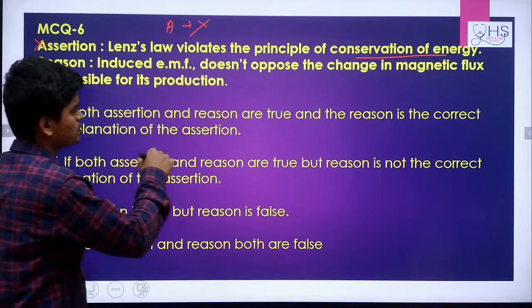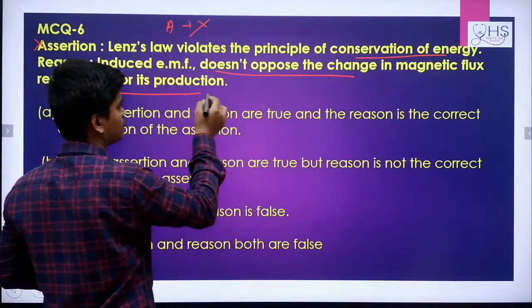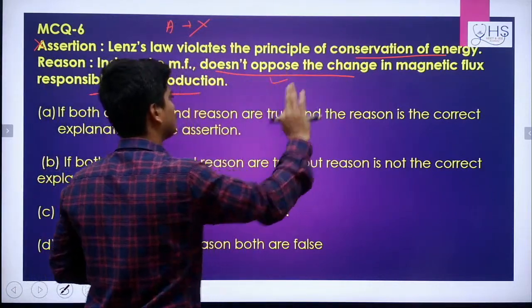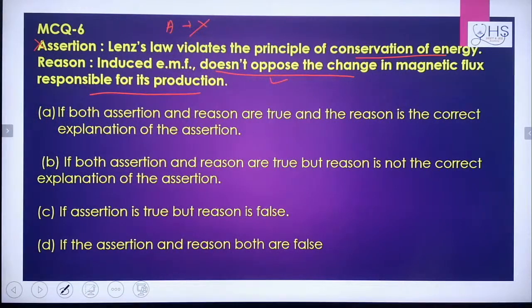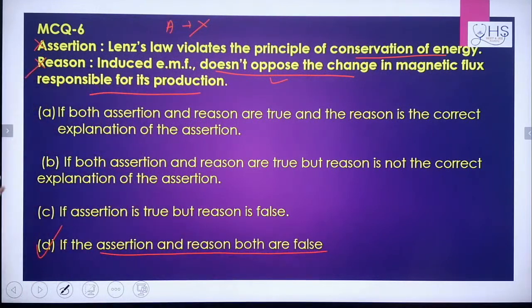Reason: the induced EMF does not oppose the change in magnetic flux responsible for its cause. Actually, induced EMF opposes the cause, but here they are saying it does not oppose. That means the assertion is also wrong. So both are wrong here. Assertion and reason both are false.